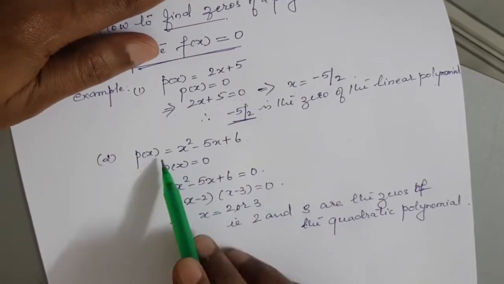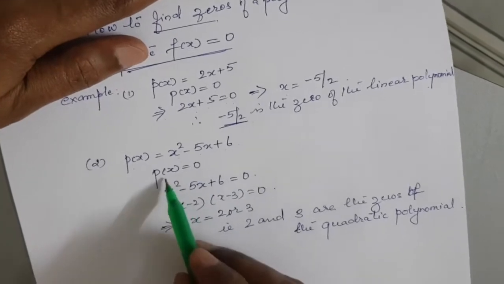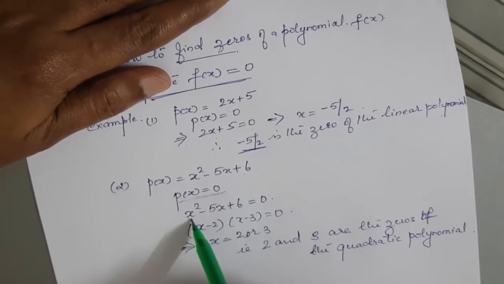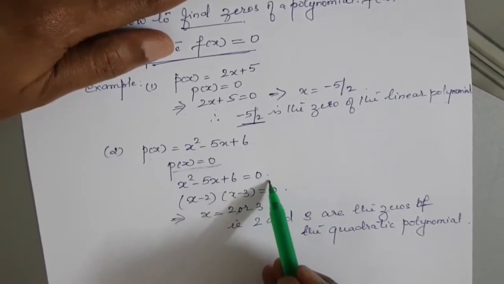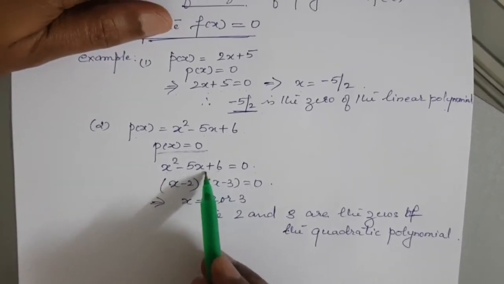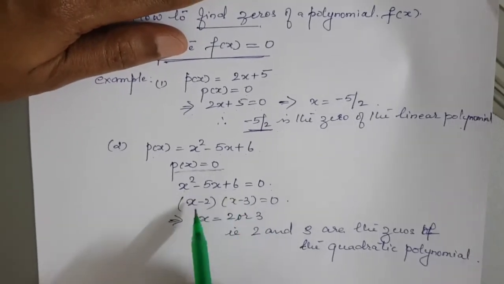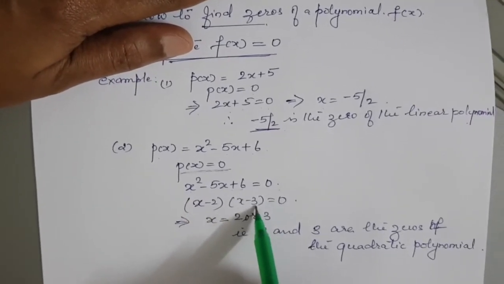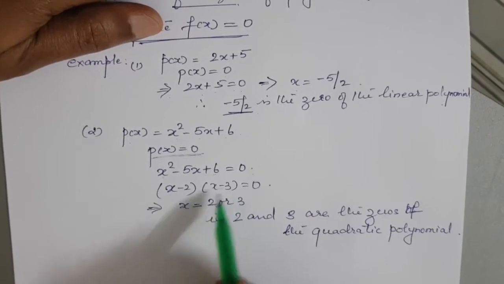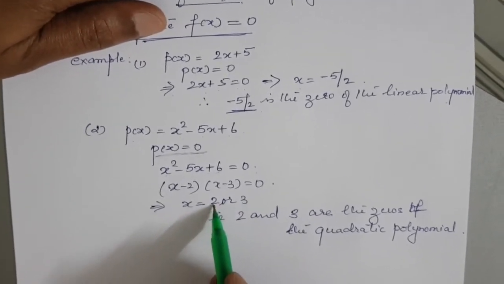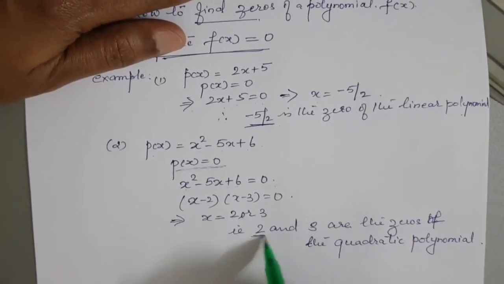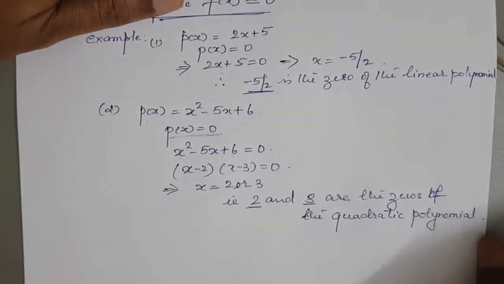Right? So if this is the question, of course the basic rule is to equate the polynomial to 0. Therefore x^2 - 5x + 6 = 0. Factorize this. You know how to factorize it. You have already done this factorization in lower classes, by middle term splitting. So this is (x - 2)(x - 3). After factorization, you will get (x - 2)(x - 3) = 0. This implies that either x = 2 or x = 3. Therefore, 2 and 3 are the zeros of the quadratic polynomial.